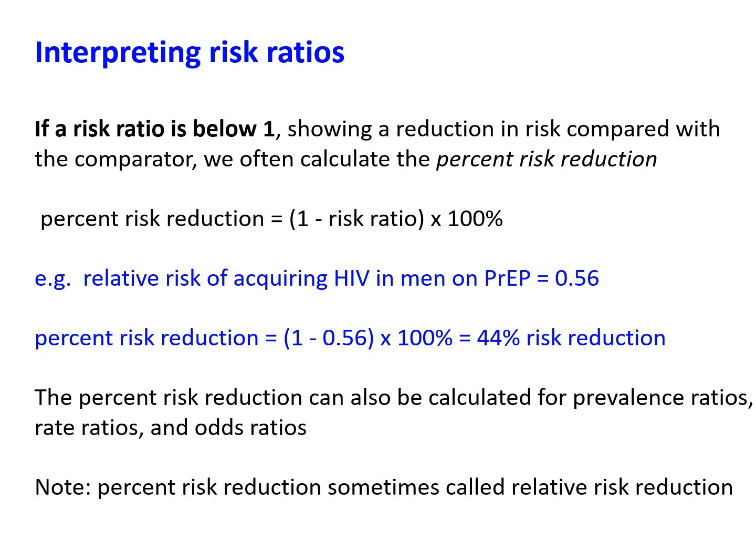So just a word on interpreting risk ratios. If a risk ratio is below 1, showing a reduction in risk compared with the comparator, we often calculate the percent risk reduction. So the percent risk reduction is 1 minus the risk ratio times 100%. So we had a relative risk of acquiring HIV in men on PrEP of 0.56. So the percent risk reduction is 44% risk reduction. The percent reduction can also be calculated for prevalence ratios, risk ratios, and odds ratios. Note that the percent risk reduction is sometimes called the relative risk reduction.